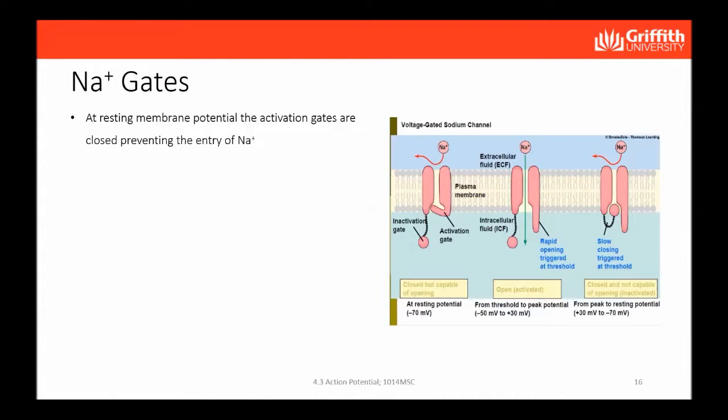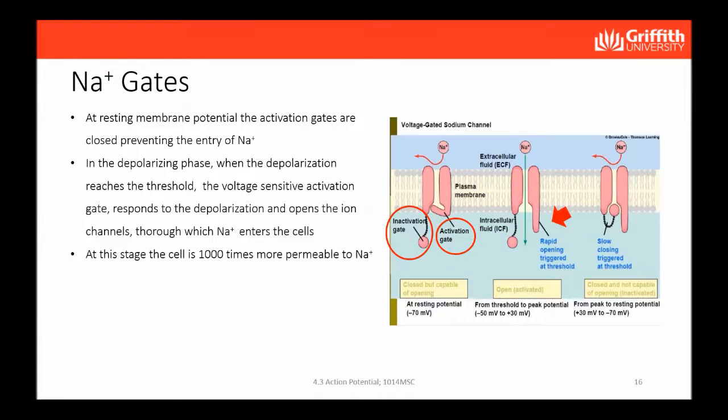The voltage-gated sodium channels that play a crucial role in the depolarization phase have two gates, the activation gate and the inactivation gate, that alternate between three different states pictured here. At resting membrane potential, the activation gates are closed, preventing the entry of sodium into the neuron. In the depolarization phase, when the depolarization hits the threshold, the voltage-sensitive activation gates open, allowing sodium to enter the cell. During this phase, the cell is 1,000 times more permeable to sodium ions.